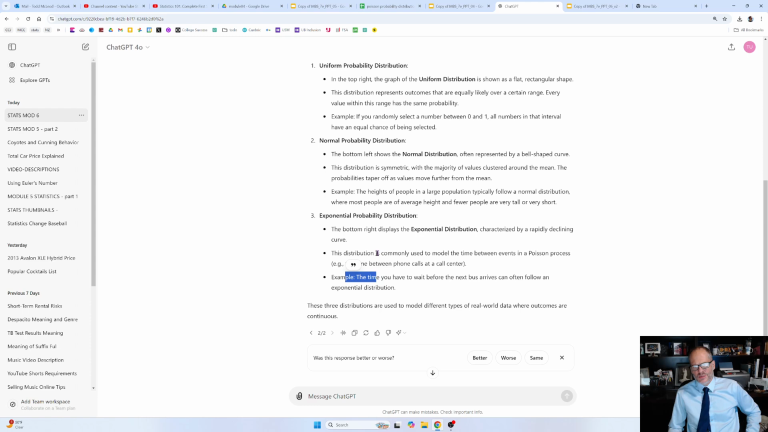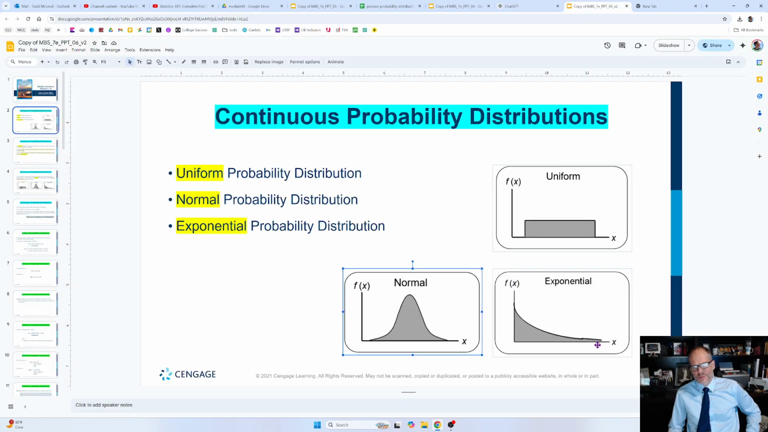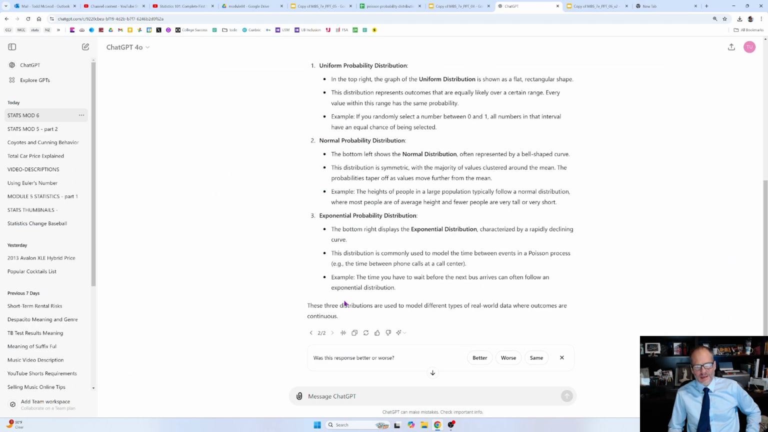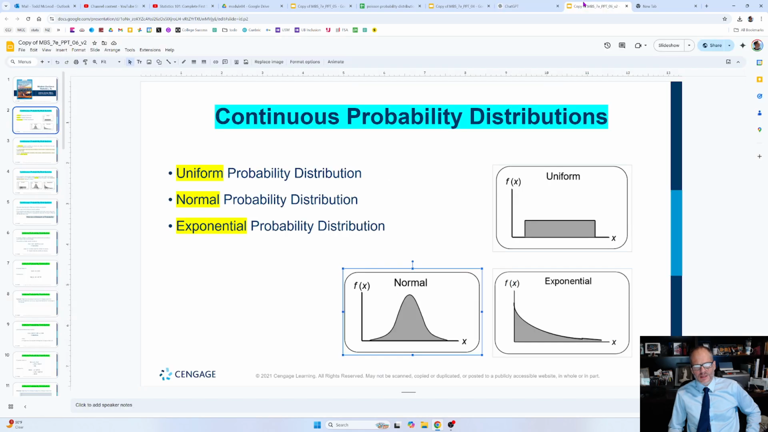An example of how this distribution is commonly used, we just saw that. The time you have to wait before the next bus arrives can often follow an exponential distribution. So, it's a low probability that you're going to wait 29 minutes and 48 seconds. That's only if you just missed the bus, if it comes every 30 minutes. And there's a higher probability that you'll wait less time. So those are 3 examples. Let's look at the next slide.